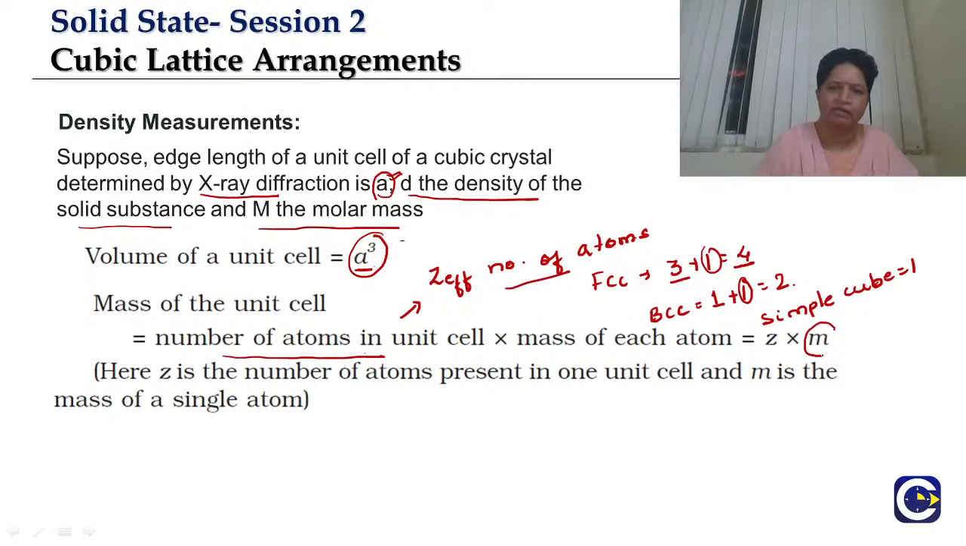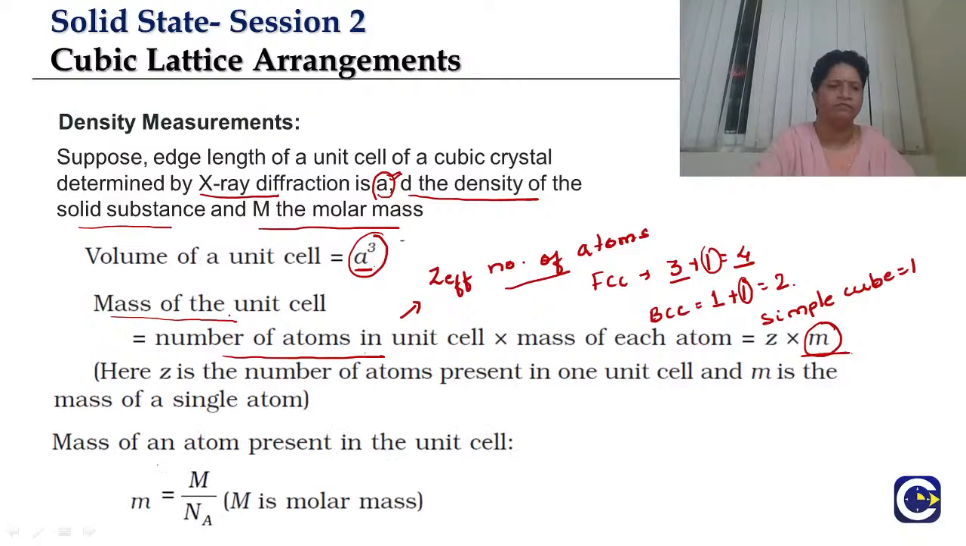And M as the mass. In case it is an element, we will take the atomic mass. In case it is a compound, you will take the molecular mass. That will give us the mass of a unit cell. Mass of an atom present in a unit cell, when we find the mass of a single one, we will have to divide that by the Avogadro number. Again, M is molar mass in case it is a compound. If it is an element, it will be an atomic mass.